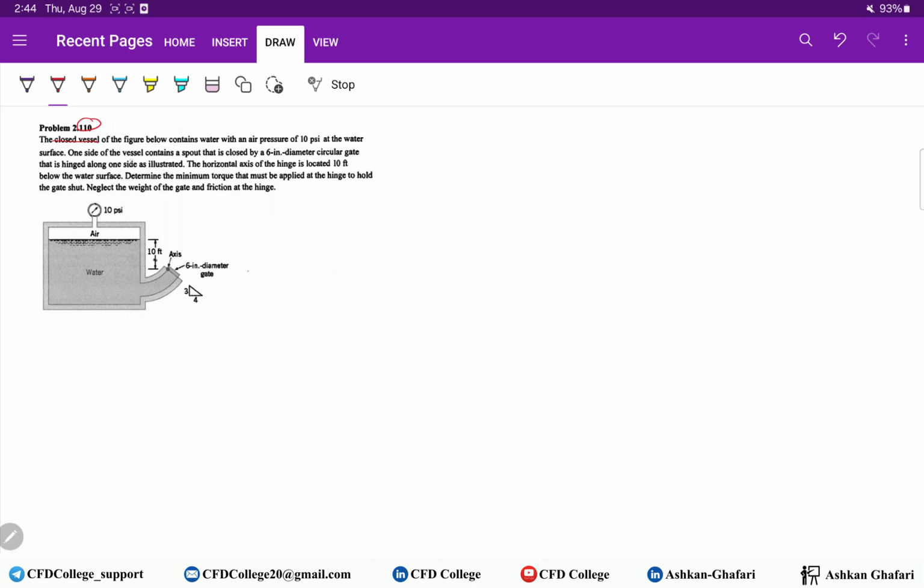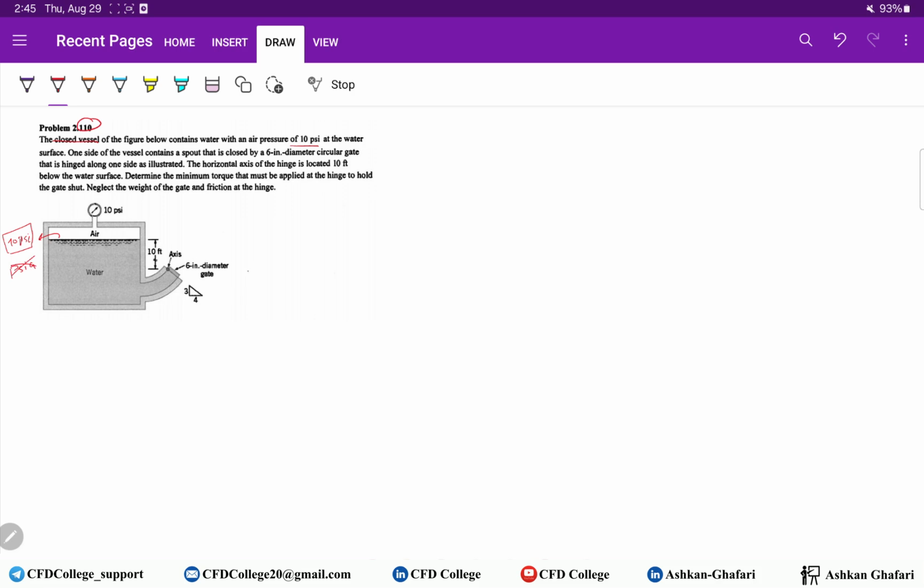The closed vessel of the figure below contains water with an air pressure of 10 psi at the water surface. So we have a closed tank, and as I mentioned in previous videos, when we have a closed tank or pressurized tank, we should know the pressure of the air here, which is the pressure at the water level. So we know it's 10 psi in this problem, and pay attention, it's not absolute, it's a gauge pressure because it's not psia.